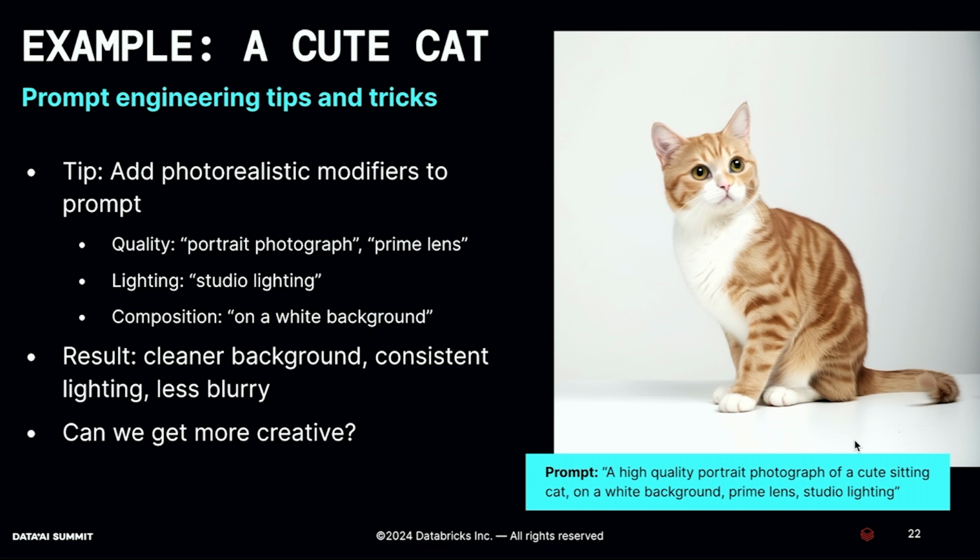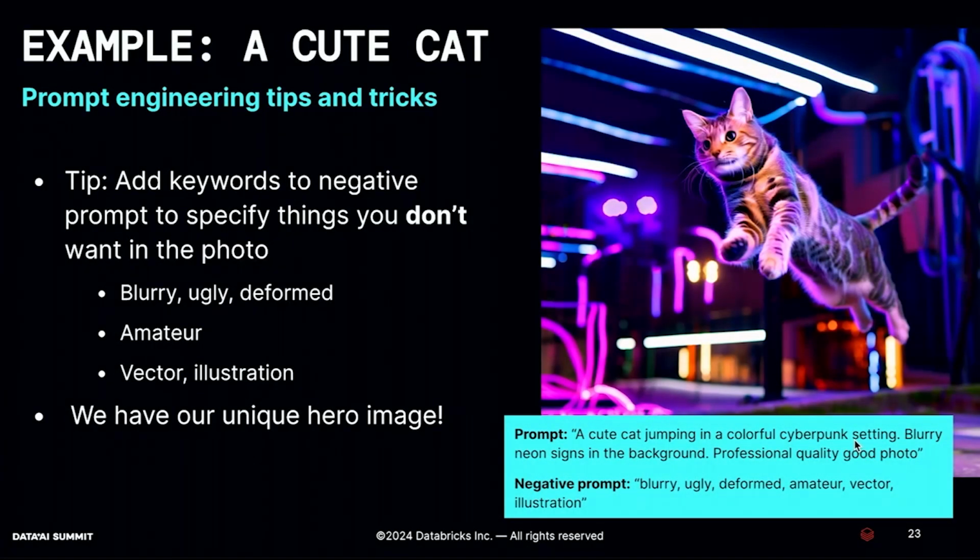in a studio. But I think I want to kind of see what the model can get me that I couldn't necessarily get in a studio environment myself. I want to see if it can get more creative here. And so I have gotten very much more creative here. And the tip that I wanted to share here is we can use keywords in the negative prompt to specify things that you don't want in a photo. So this is stuff like blurry, ugly, deformed, amateur.